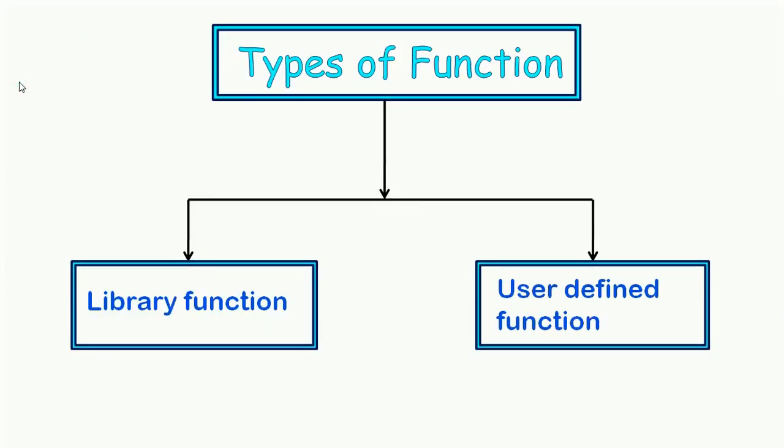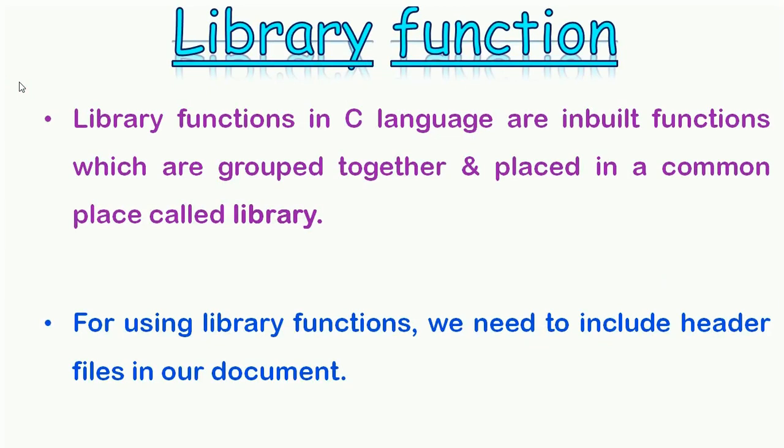Now, types of function. There are two types of function, that is library function and user-defined functions. First of all, library functions. Library functions are also known as built-in function or predefined function. Library functions are already defined in C language. We just need to call them. Library functions are placed in a common place which is known as library. For using library functions, we need to include header files. Some examples of header files are stdio.h and conio.h. And some examples of library functions are clrscr and getch.